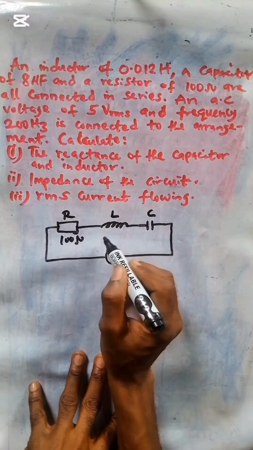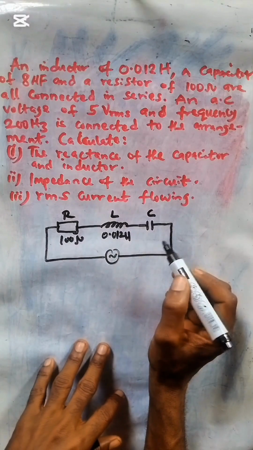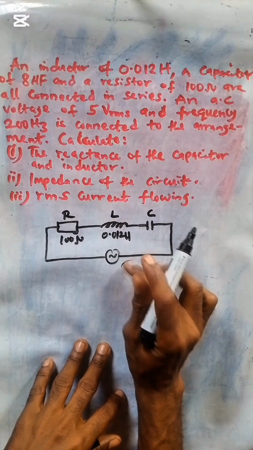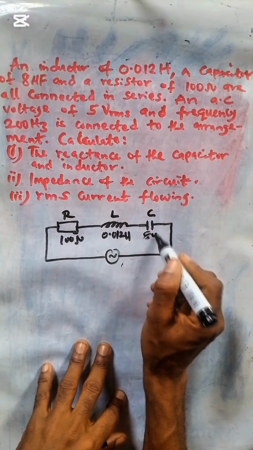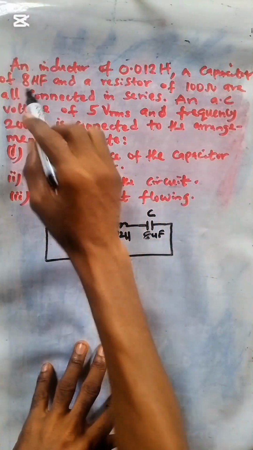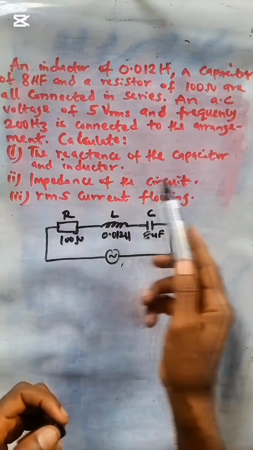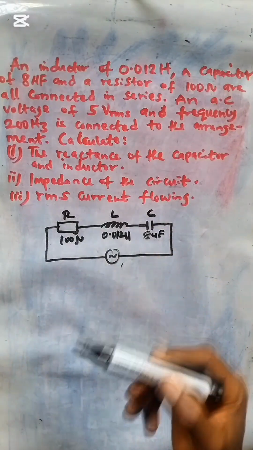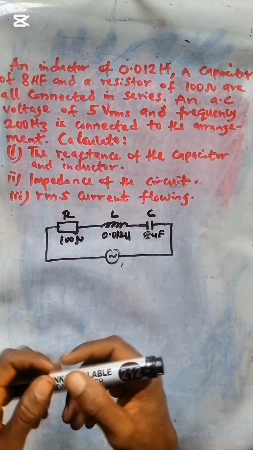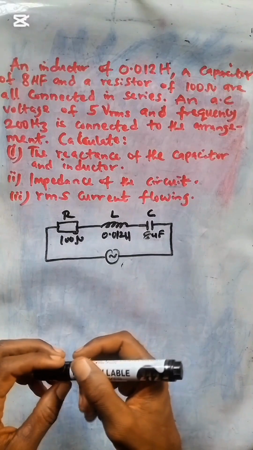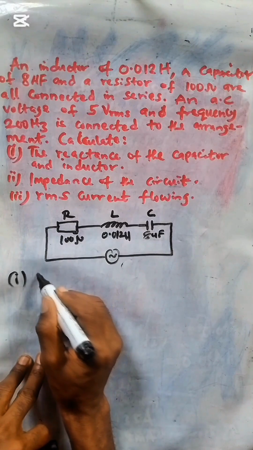Our inductance is 0.012 Henry. Our capacitance is 8 microfarad. The question says, what is the reactance of the capacitor and the inductor? So the first thing we are calculating here is the capacitive reactance.